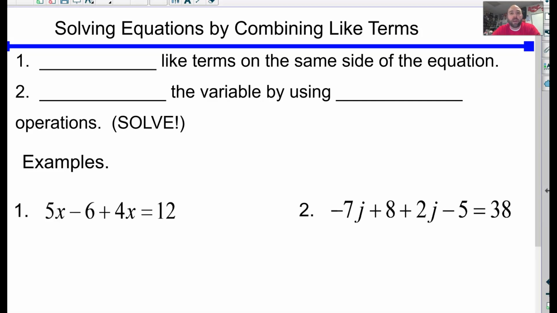But we're also going to look at ways that we can simplify equations when there's multiple terms involved, and when we can combine things that are like terms to start when we try to solve these, okay?